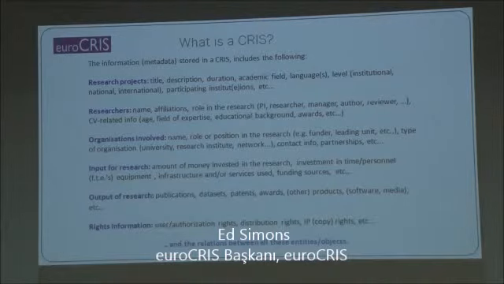So if we zoom in a bit more on the kind of information that is stored in a CRIS, then first of all there is information about the research itself or the research projects. Information such as the title, the description, the duration, the academic field the research belonged to, the language used, the level of the research, the participating institutions, the partners, etc.